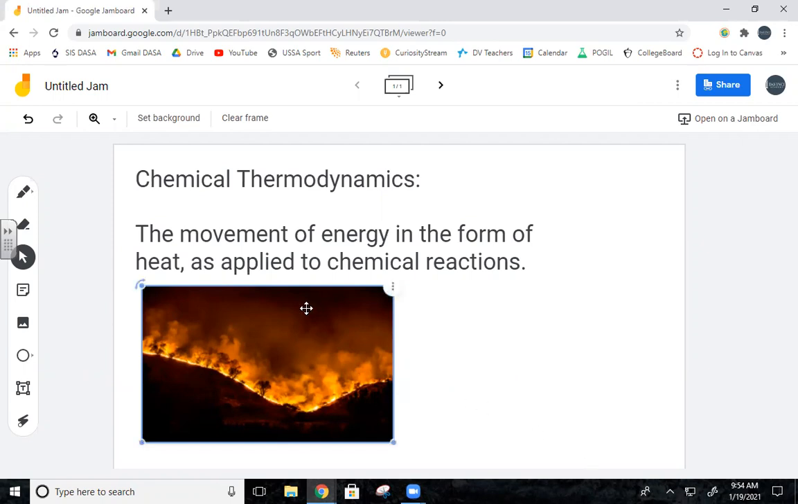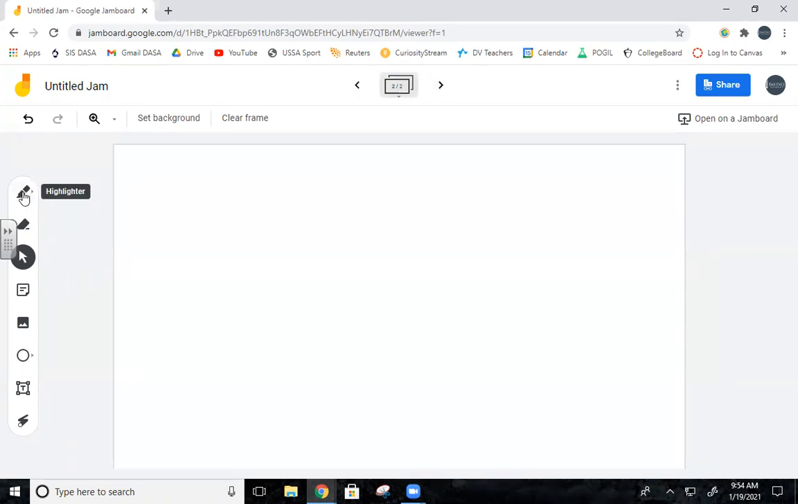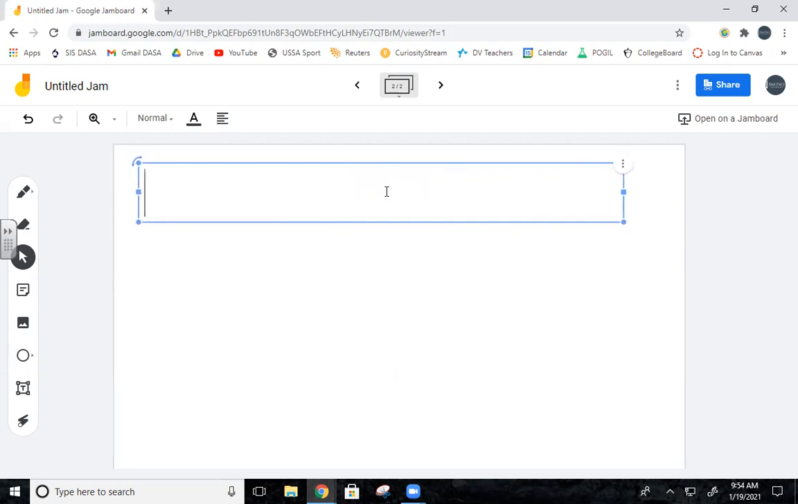Okay, so the movement of energy in the form of heat is applied to chemical reactions. There are two main categories of reactions and how they handle heat. Those types of reactions are, as we discussed last week, exothermic reactions.